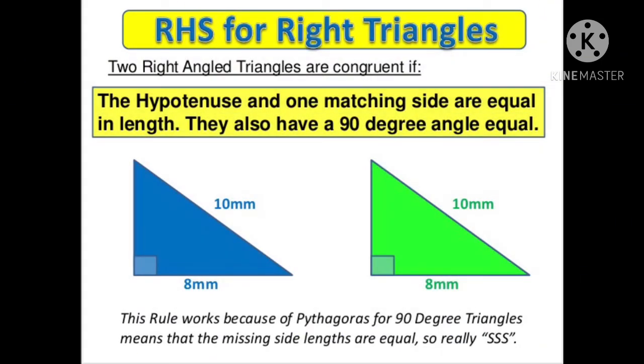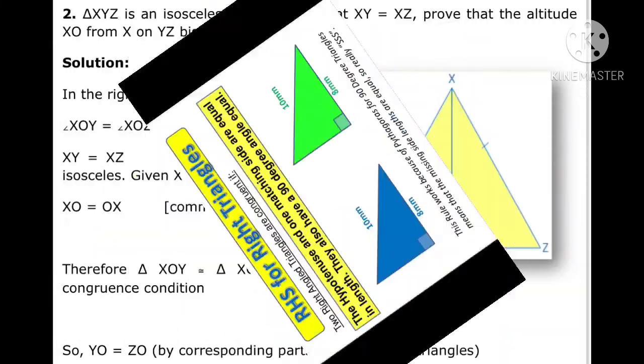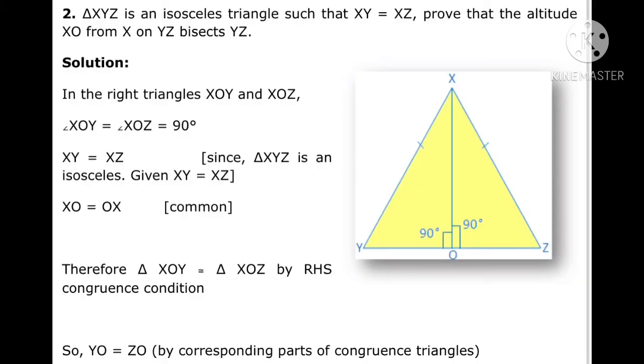Next is RHS for right angle triangles. According to this, two right angled triangles are congruent if the hypotenuse and one matching side are equal in length. Let's solve one example based on this property.